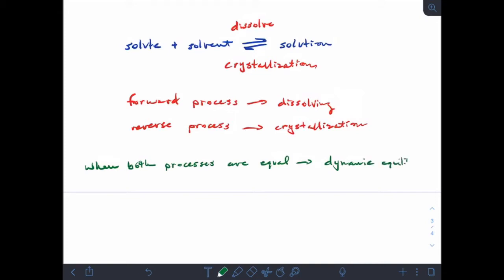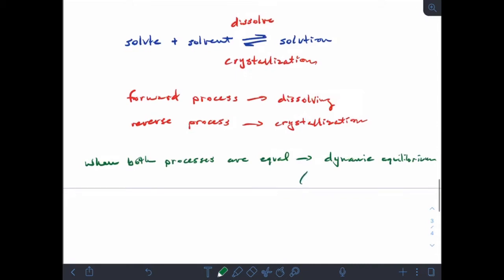Dynamic equilibrium, meaning that both processes are happening at the same time. At dynamic equilibrium, no more solid will dissolve. Once you've reached equilibrium, as much as will dissolve is going to, because if you add any more, you're going to start getting full recrystallization.